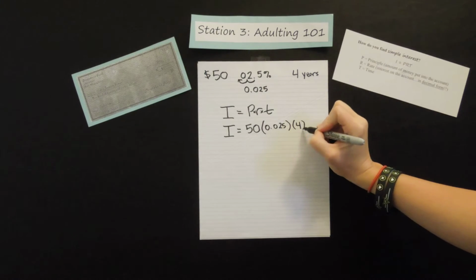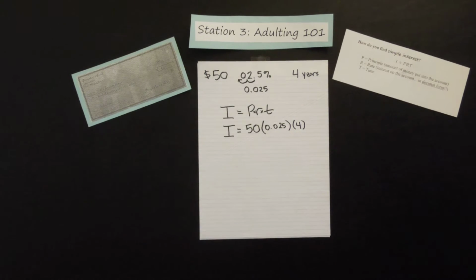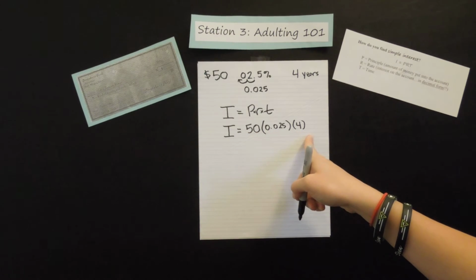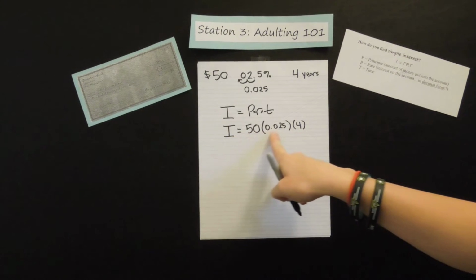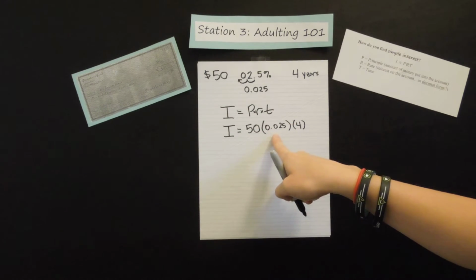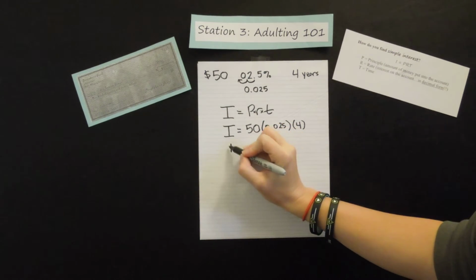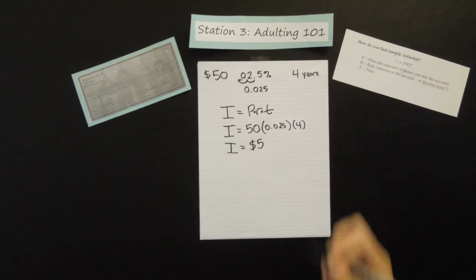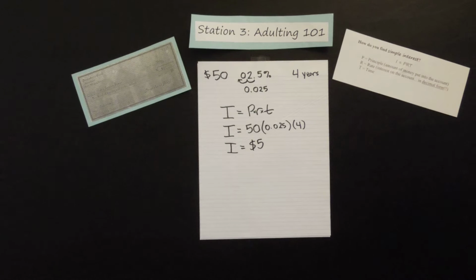Now please feel free to do this part in the calculator, because doing all this multiplication would take you a long time. So if I plugged all of these numbers into a calculator, 50 times 0.025 times 4, I would eventually get an interest of $5. That means my account has gained $5 in 4 years, which I think is pretty great.